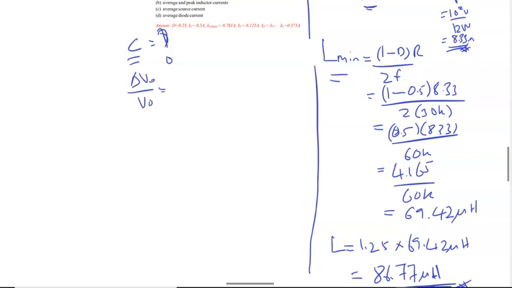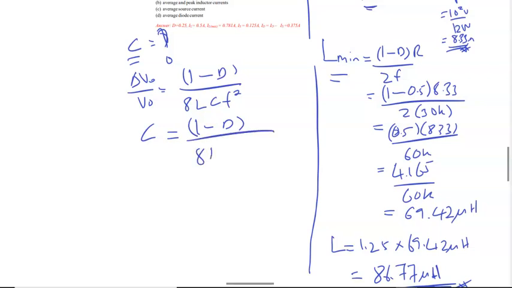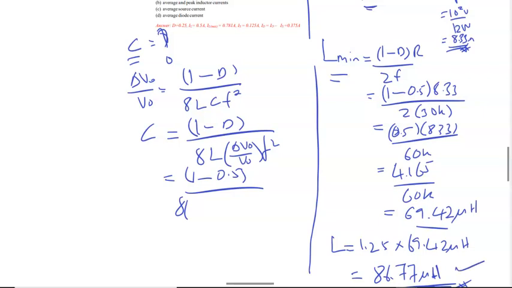So from the appendix, we have been acknowledged that delta V out, which is the ripple factor, over V out is equal to 1 minus D divided by 8LC F squared. So for C you have to shift all the formula: 8L delta V divided by V times F squared. So 1 minus 0.5 over 8 times your L here. Sorry, this is L1.